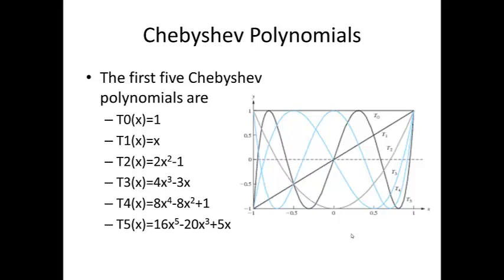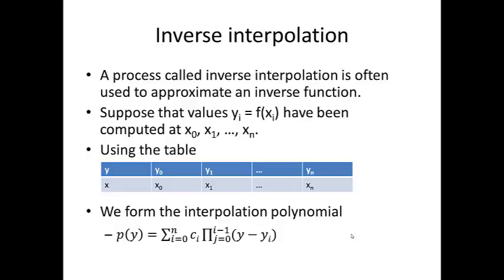In polynomial interpolation for continuous functions, it's particularly advantageous to select as the interpolation points the roots or the extreme points of the Chebyshev polynomial. This causes the maximum error over the interval of interpolation to be minimized. We're going to have these reappear in Chapter 9, but now it's time to turn our attention to a process called inverse interpolation.